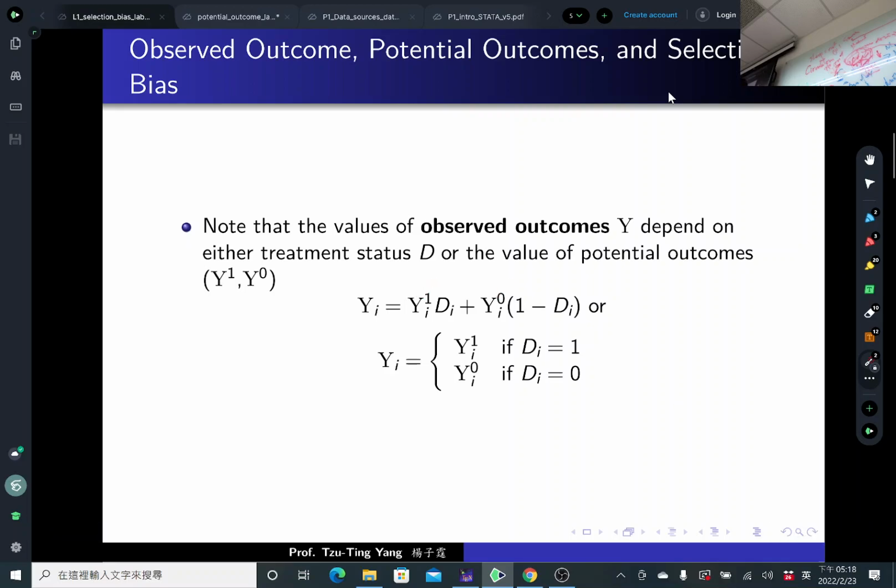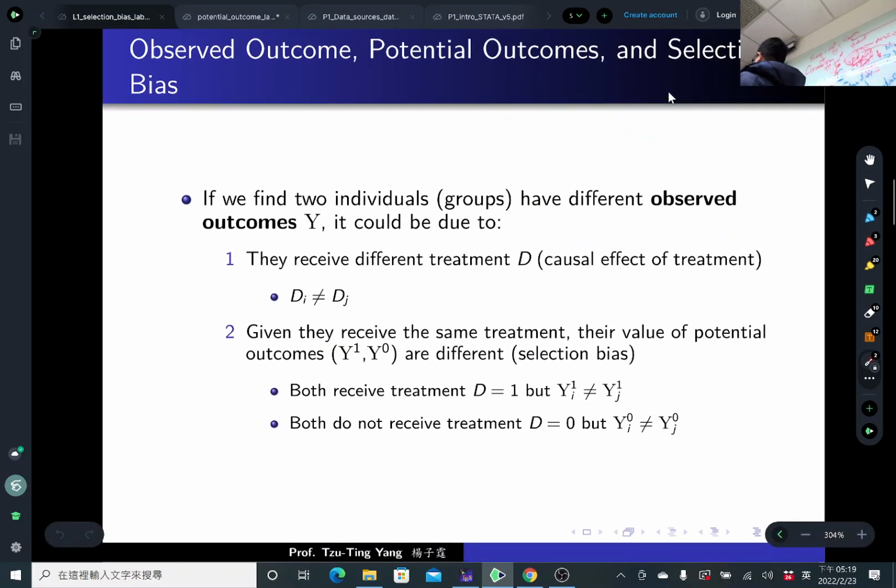So if you find someone's observed outcome is different, it might represent that their treatment status is different, or that their potential outcomes value is different. That's something I want to emphasize because it's well related to the concept we will discuss later. So if we find two individuals have different observed outcomes, why? It could be due to two things.